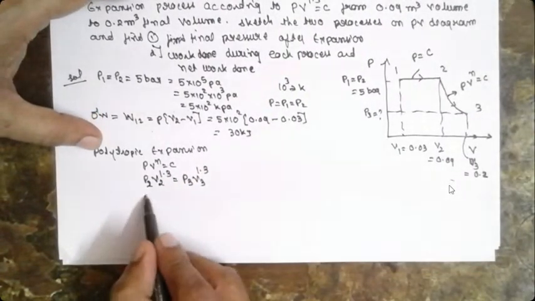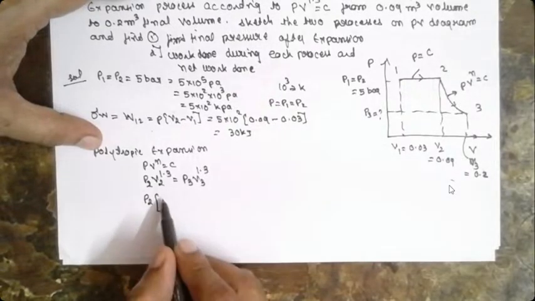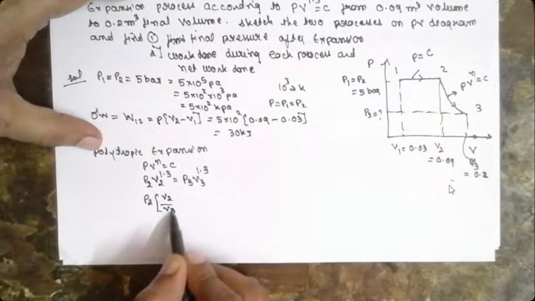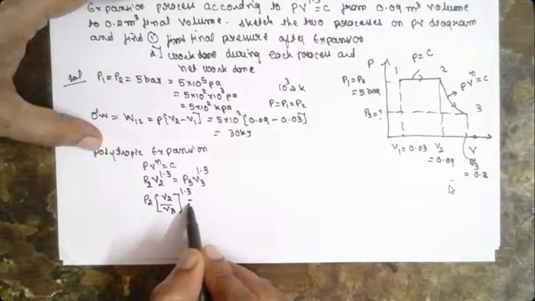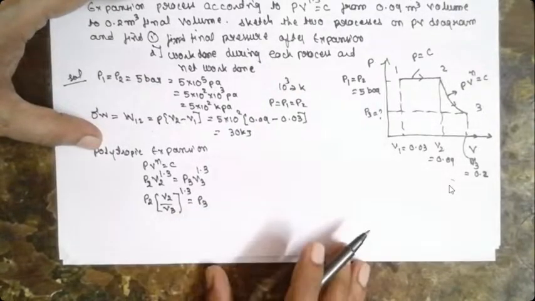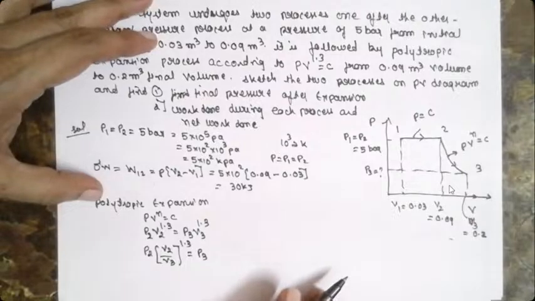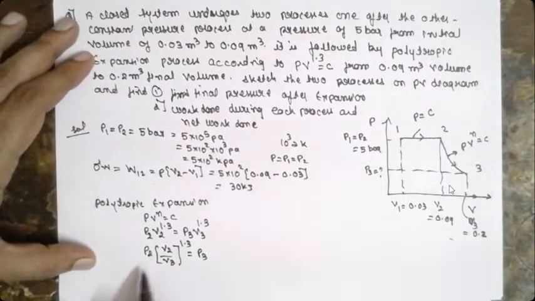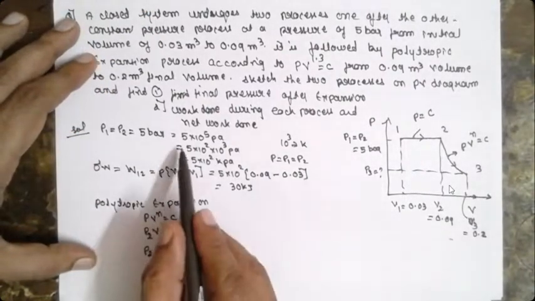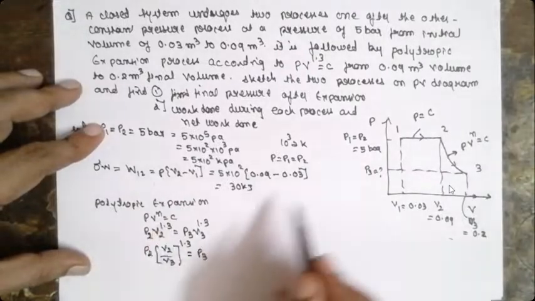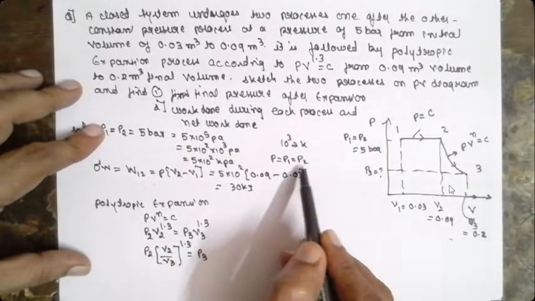It can be written as P2 V2 divided by V3 raised to 1.3 is equal to P3. Now substitute the values here. P1 and P2 are both the same.